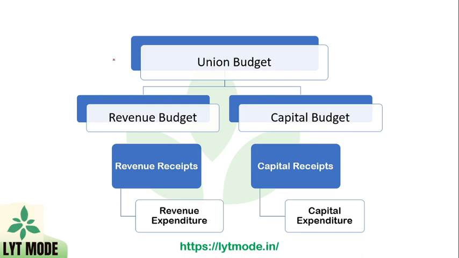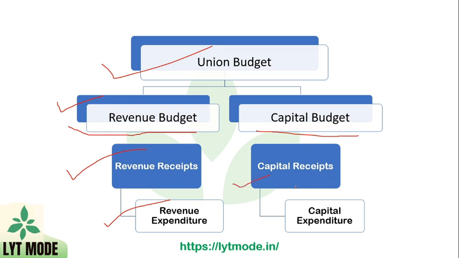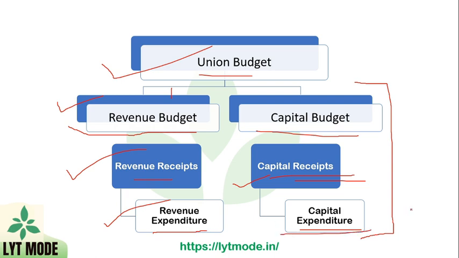Okay. So here you can see that there is the union budget and there are two categories included in the union budget. First is the revenue budget, and under the revenue budget, revenue receipt comes and the revenue expenditure is there. And the second category is the capital budget. Under that the capital receipt is there and the capital expenditure. So these are the sub-contents of the union budget: revenue budget, capital budget, revenue receipt, capital receipt, revenue expenditure and capital expenditure. Now we will learn what these terms are.